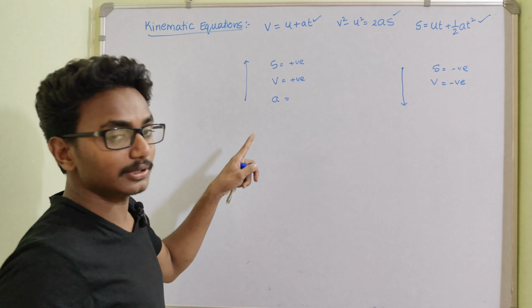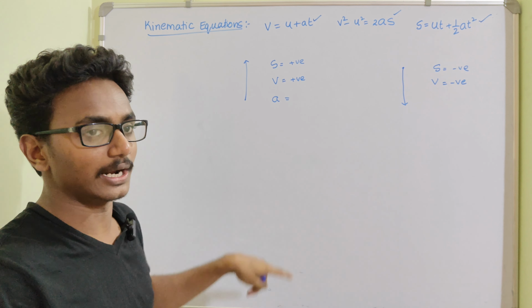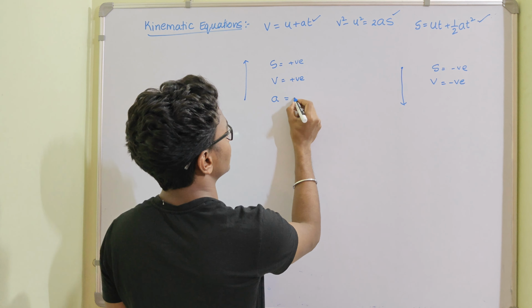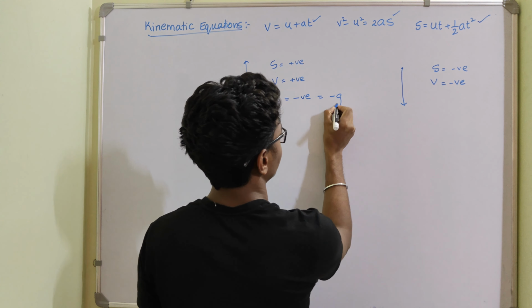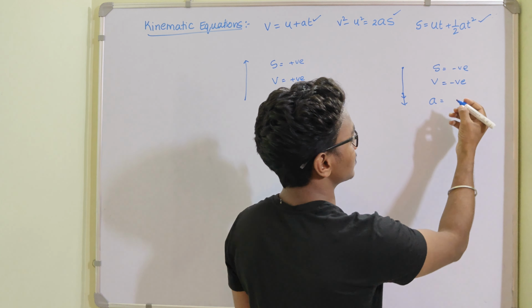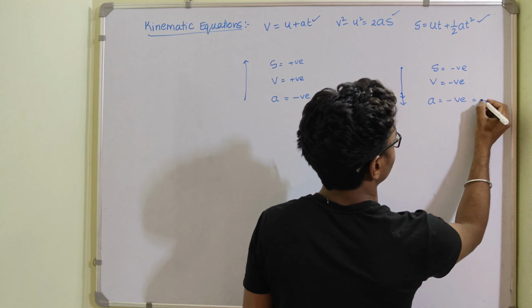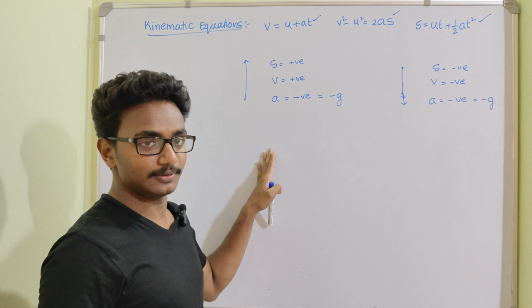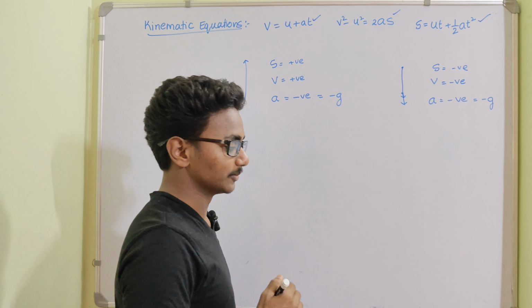Here acceleration is due to gravity. This is acceleration due to gravity. It always acts downwards. So the direction is downwards, right? So acceleration is negative, that is minus g. Here also, whether it's moving upwards or downwards, acceleration is always downwards. So it is negative here, minus g. Okay, once you fix the directions, let's start solving the problems.